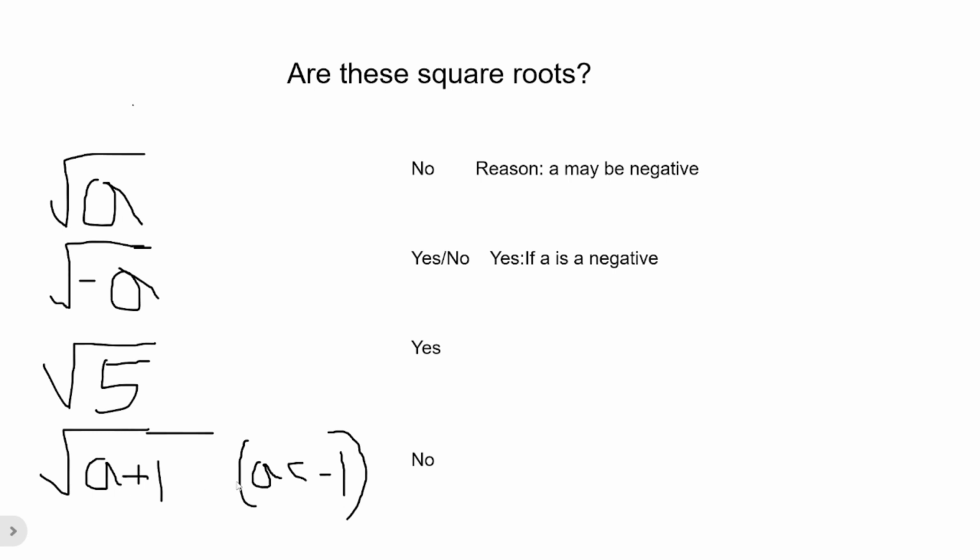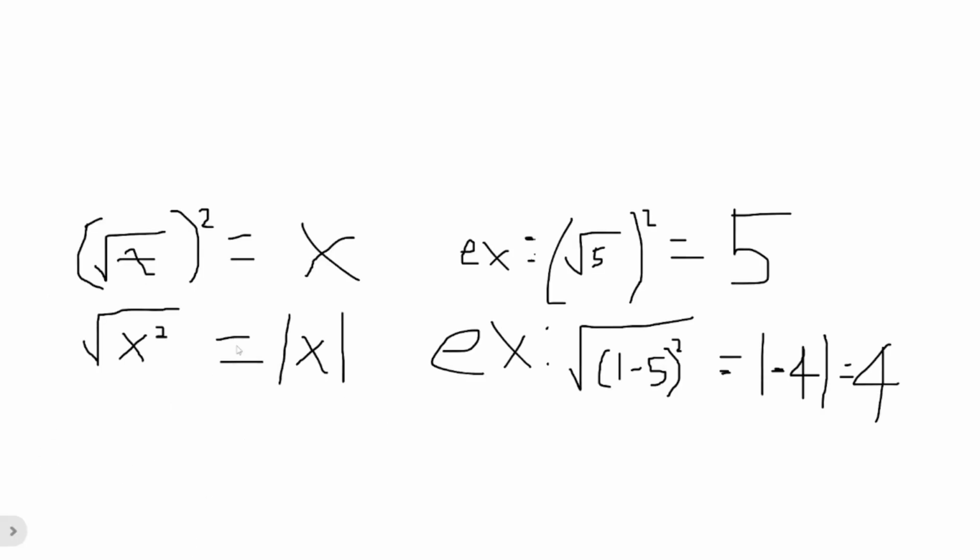And a plus 1, we see that a is smaller than -1, and because -1 and 1 make 0, because a is smaller, it turns out to be a negative. So the answer is no.